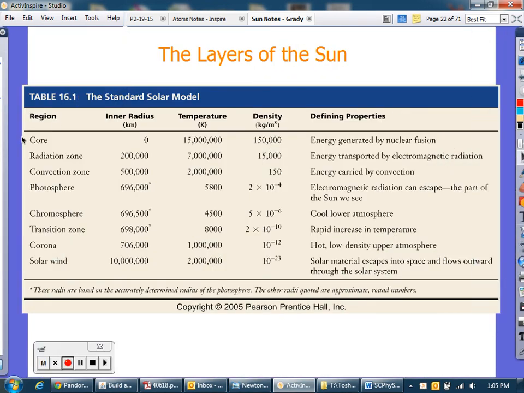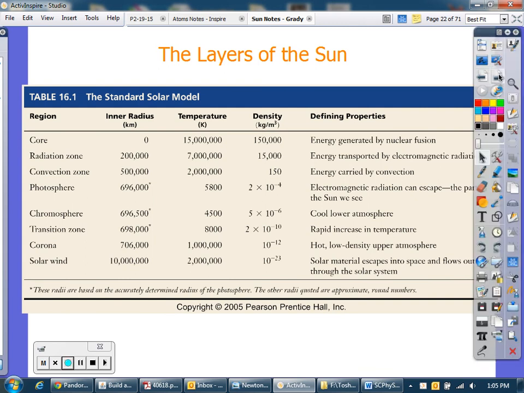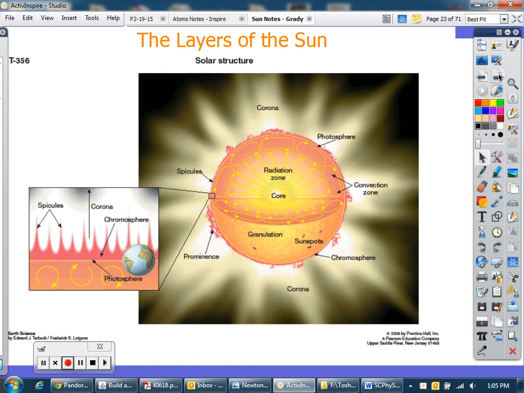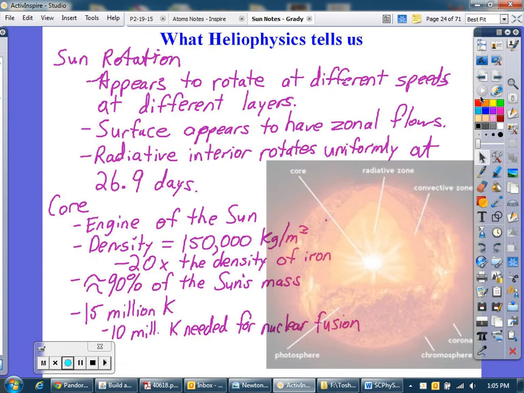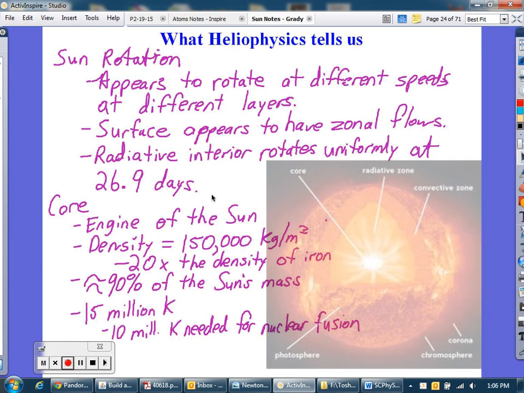Just a brief descriptor of all the zones. So you have the layers starting with the core. Again, I hit this a while ago. The radiation zone immediately after, then the convection zone, the photosphere, chromosphere. The chromosphere is this first little atmosphere that's denoted by these what are called spicules, and then the corona is this outer atmosphere. The sun rotates at different speeds. I already mentioned that. It also rotates at different speeds within the sun. We believe the radiative interior rotates uniformly, almost like a terrestrial planet, about 26.9 days.